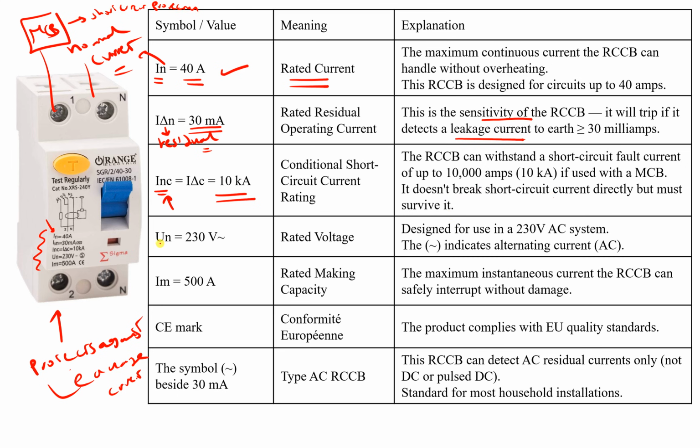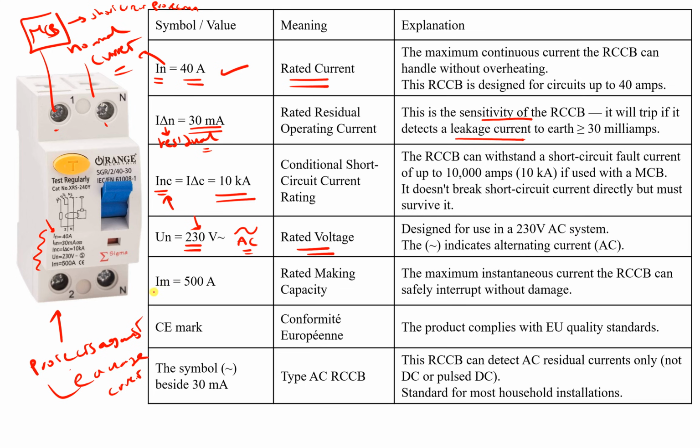Now we have UN, nominal voltage, 230 volt, and this symbol which is called tilde. Tilde here, you can see, is similar to a sine wave, meaning that this is an AC supply. And 230 volt is the nominal voltage or rated voltage. So it means that this is designed for a line to neutral voltage of 230 volt. You can see it's designed for a 230 volt AC system.